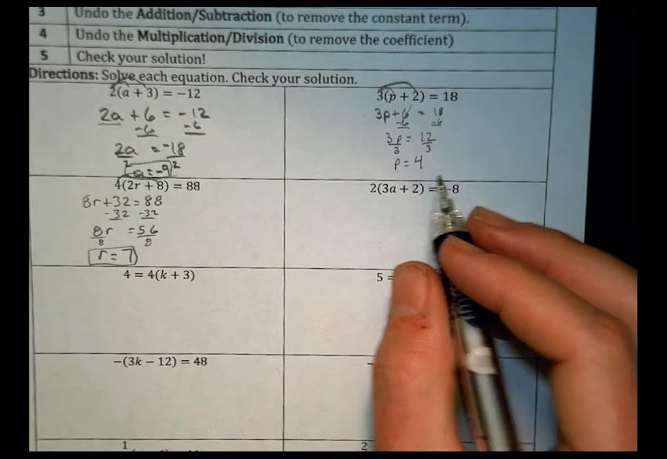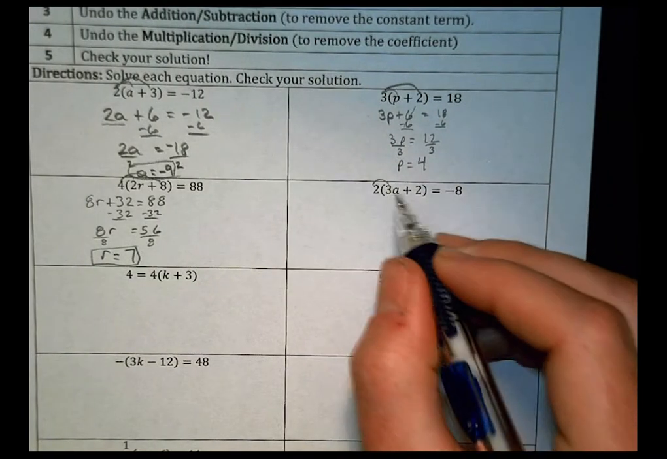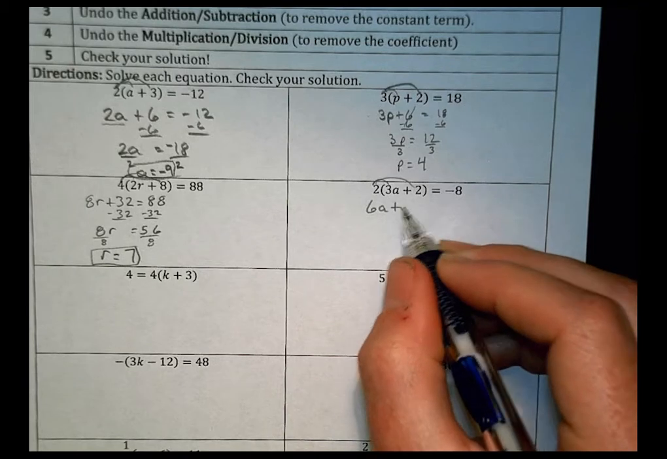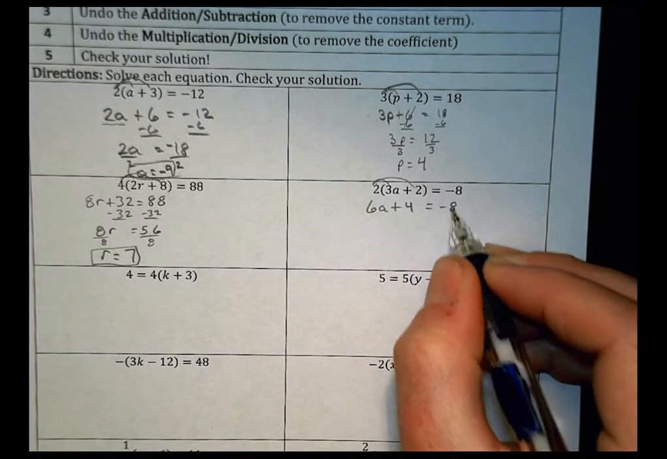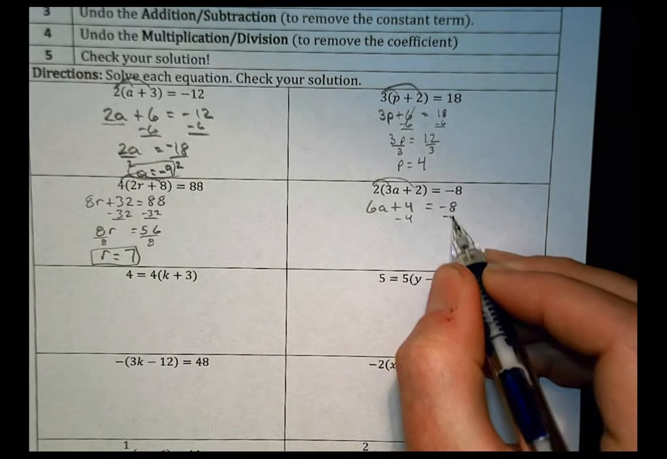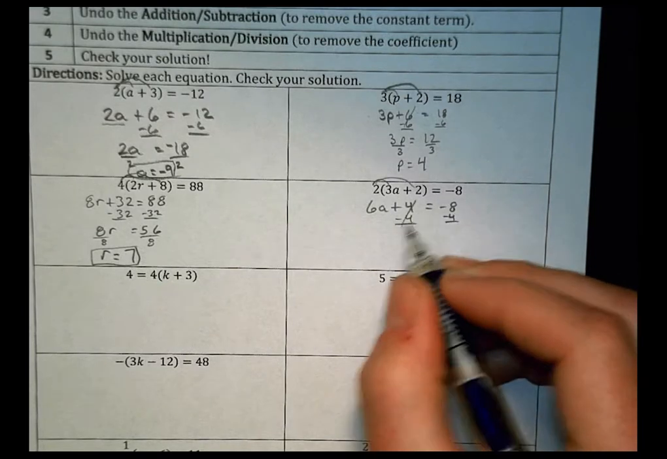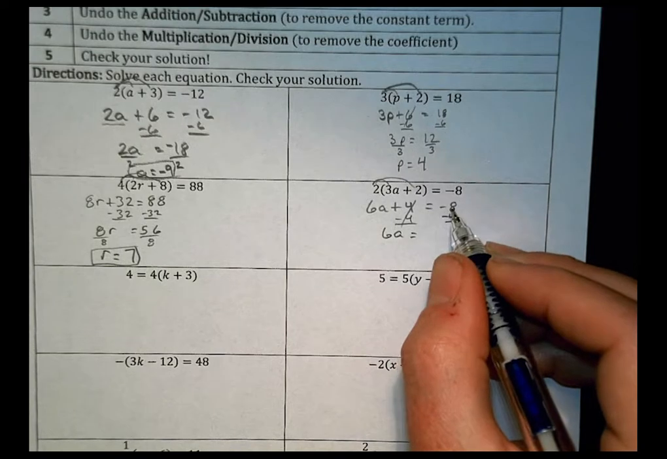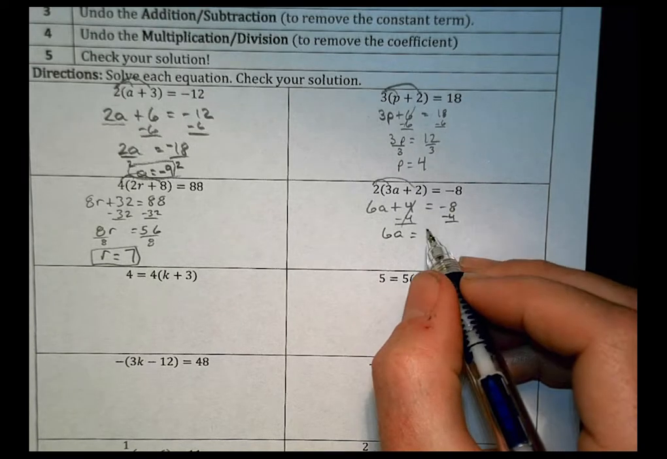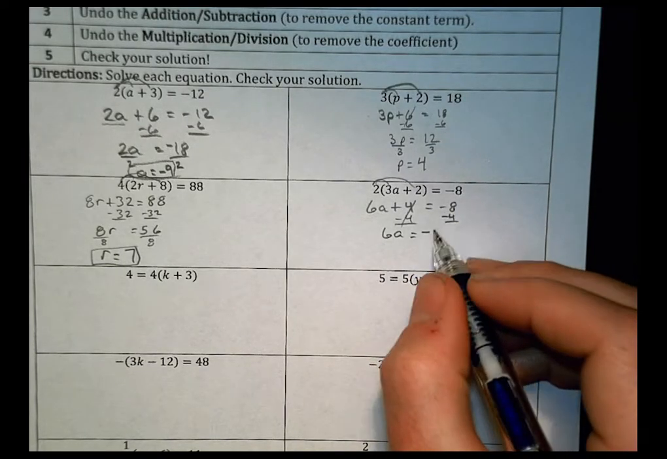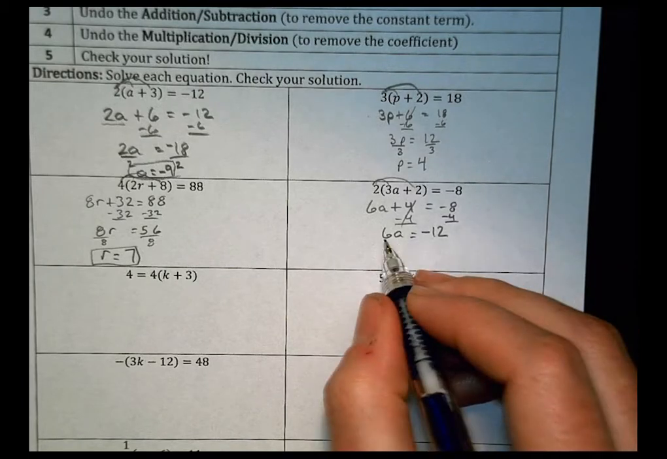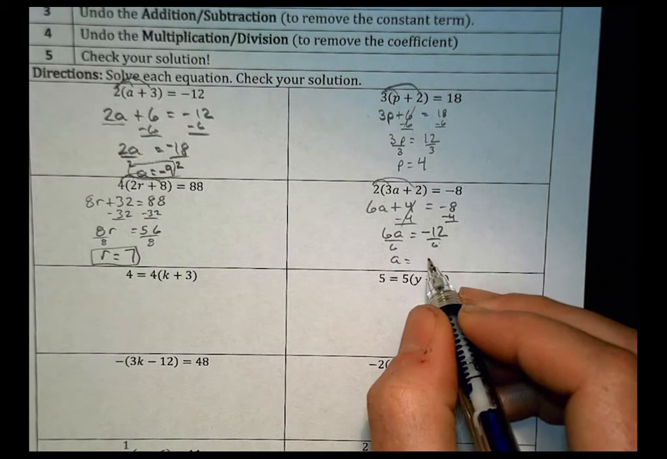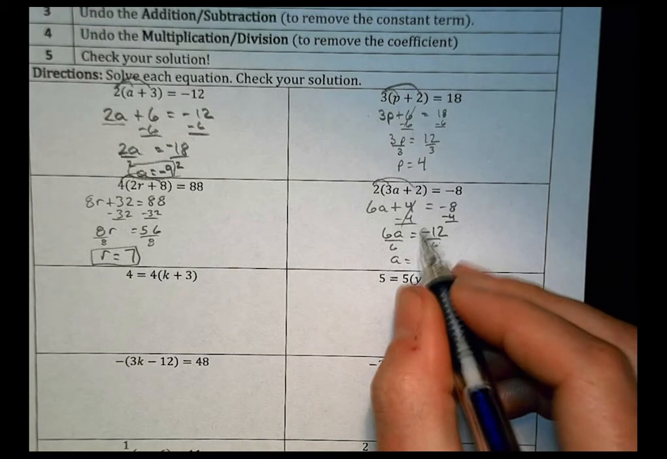The next one. We have 2 times 3a is 6a, plus 2 times 2 is 4, equals negative 8. I'm going to subtract 4 from both sides. That goes away. 6a then equals, the signs are the same, so we find the sum and keep the sign the same. 8 plus 4 is 12. Divide both sides by 6. And a equals 12 divided by 6 is 2, and keep the negative there.